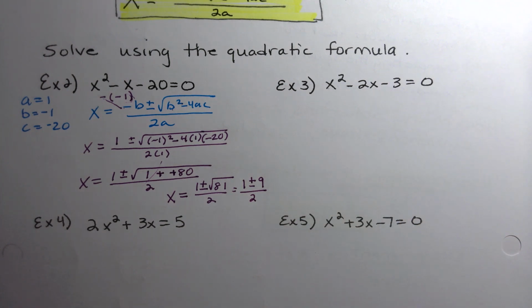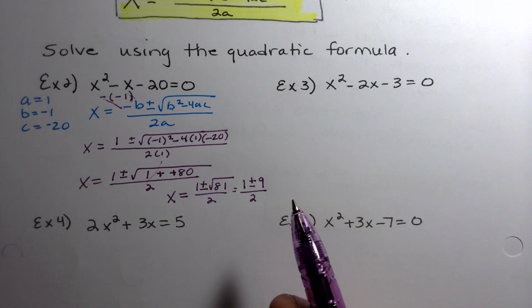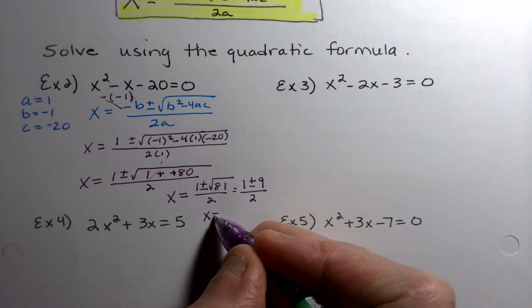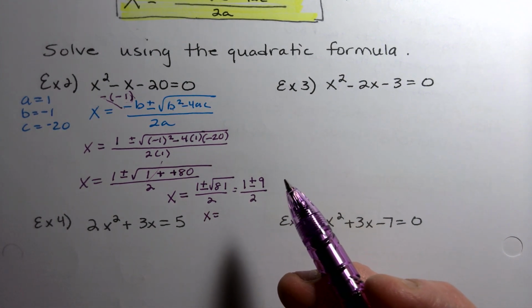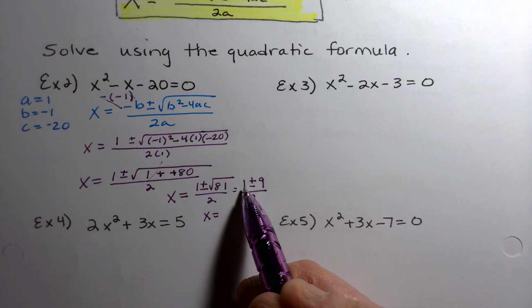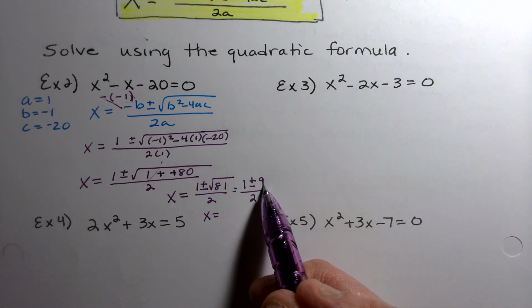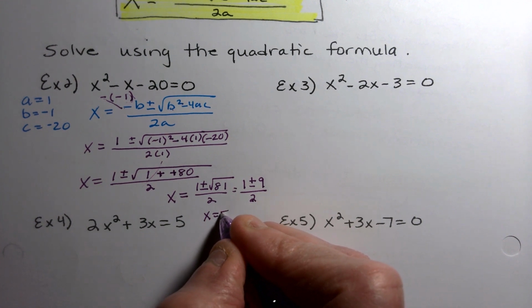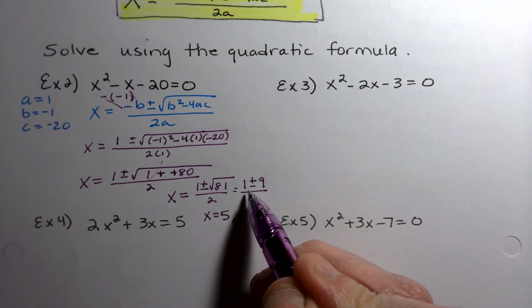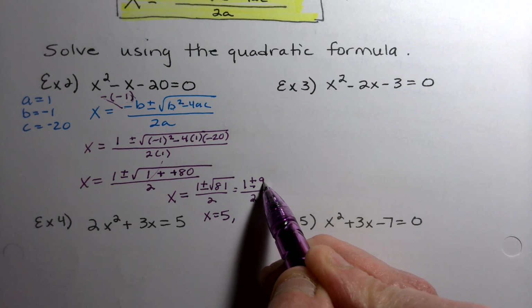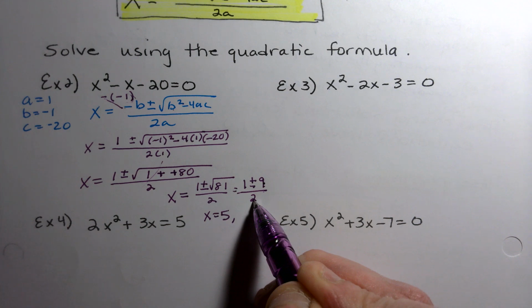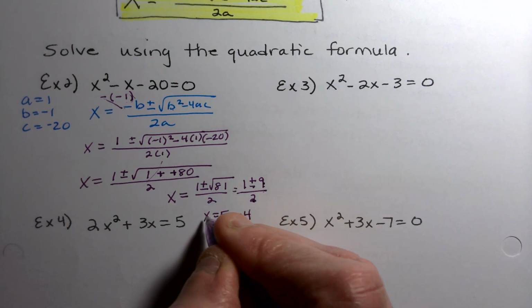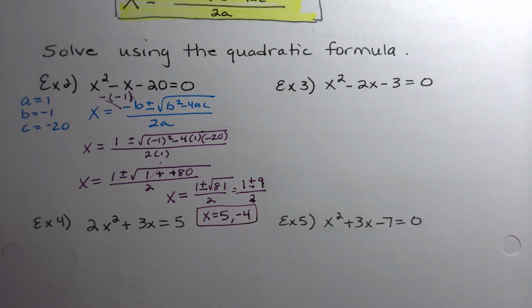No, we're not done. Again, because of this plus or minus, we have to work through 2 scenarios. Or scenarios, right? Whichever way you say it. 1, and now we're going to do the plus first. Class, what's 1 plus 9? 10. Divided by 2. 5. What is 1 minus 9? Negative 8. Divided by 2. Negative 4. And those are your solutions.